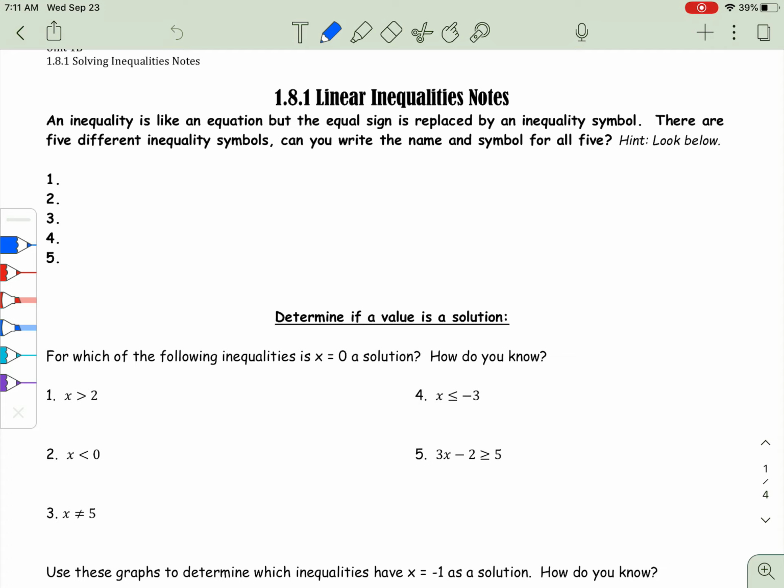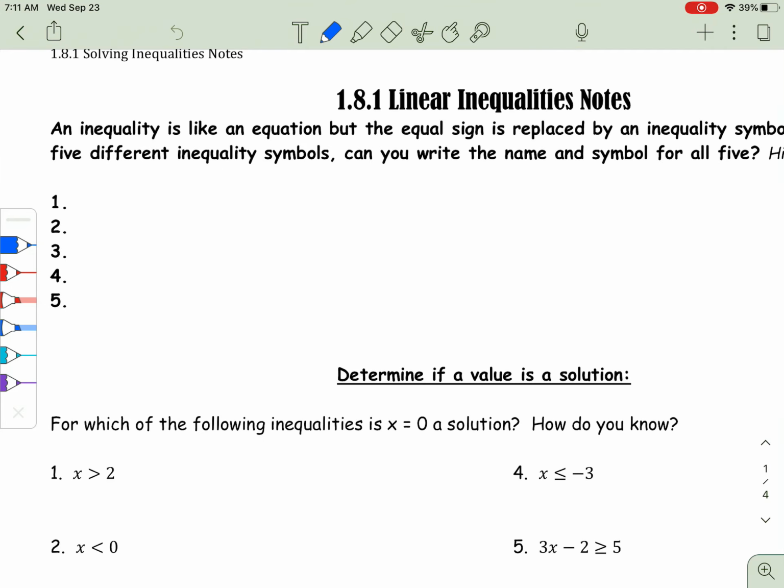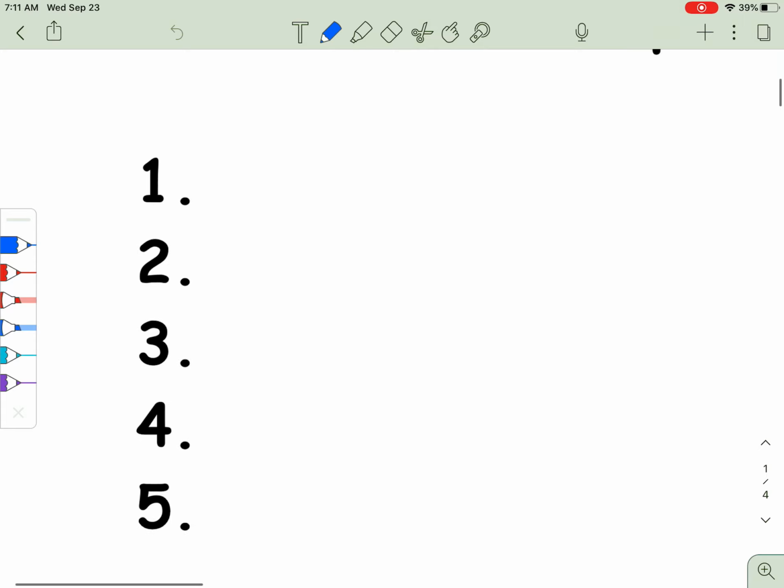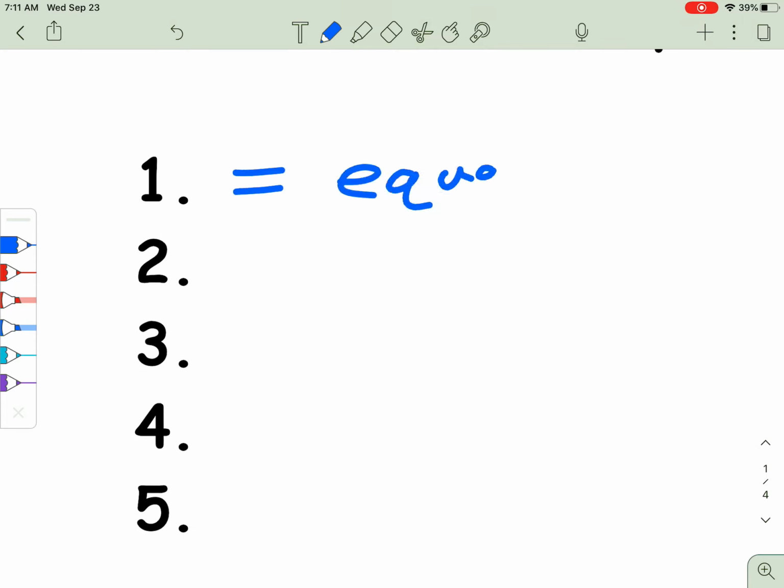There are 5 of them. So if you can, try to pause the video real quick and write down and name as many as you possibly can. Okay, hopefully you paused that video. So we're going to go with the first one, which is usually the easiest. This is the equal sign, right? So this tells you whether the two sides, one on the left, one on the right, are equal.